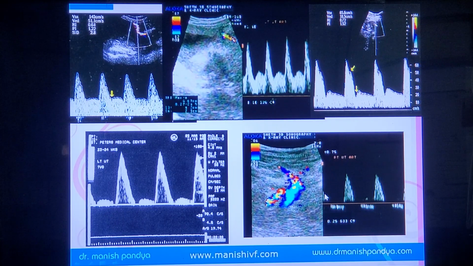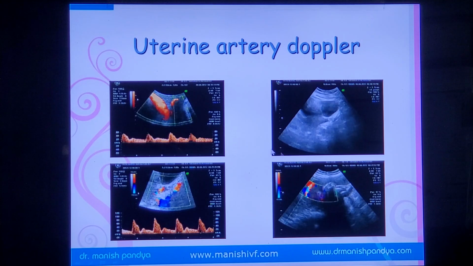And remember one sentence: every artery has its own signature and its own voice. If you are sampling the uterine artery in the next room, I can say you are sampling the uterine artery, you are sampling the umbilical artery, you are sampling the MCA, you are sampling the ductus venosus. Like your signature, every vessel has its own voice and own signature. Okay. So this is uterine artery Doppler.